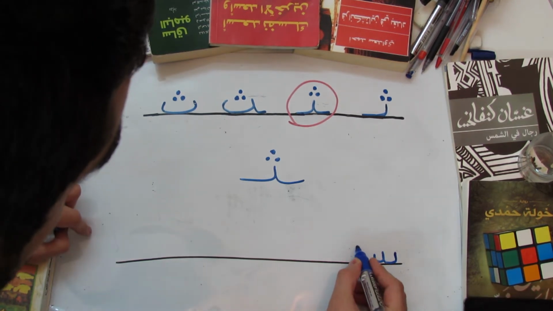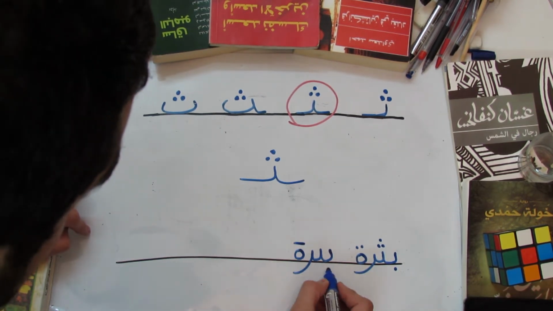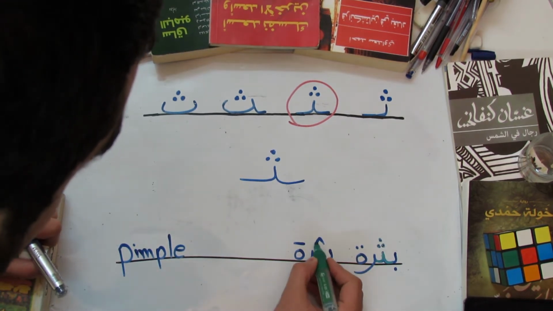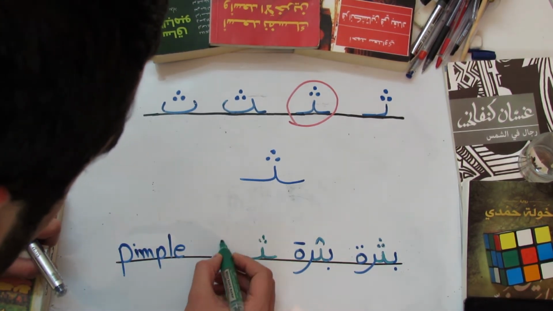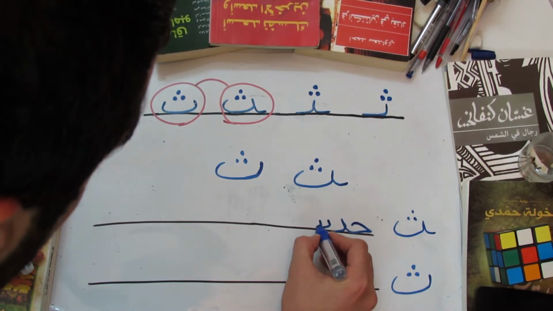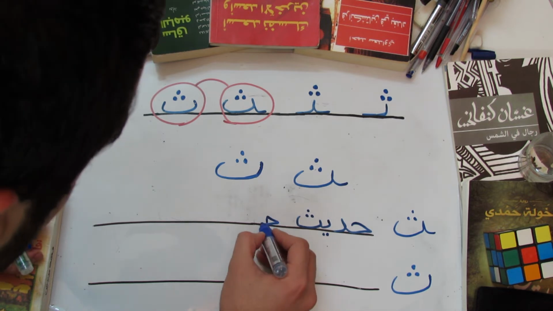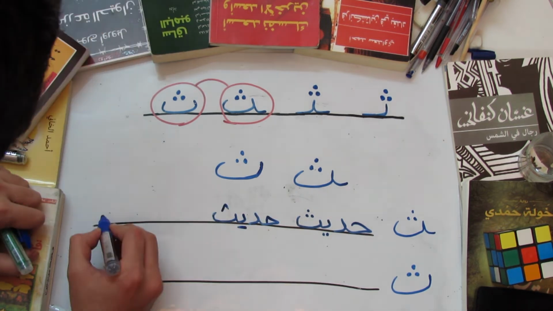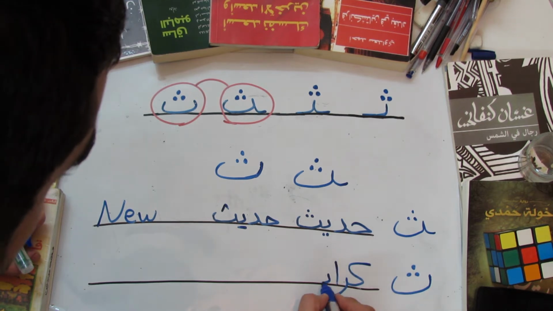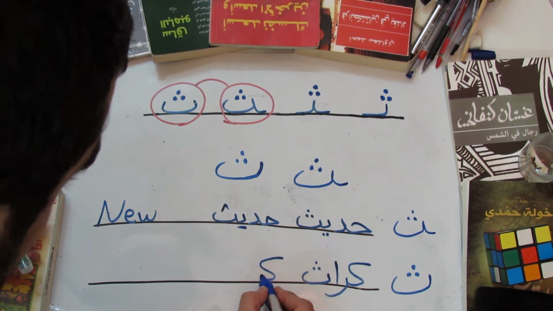And for tha in the middle of the word, we have bathra, pimple. And for tha at the end of the word, we have hadith, new. And also we have kurrath, leek.